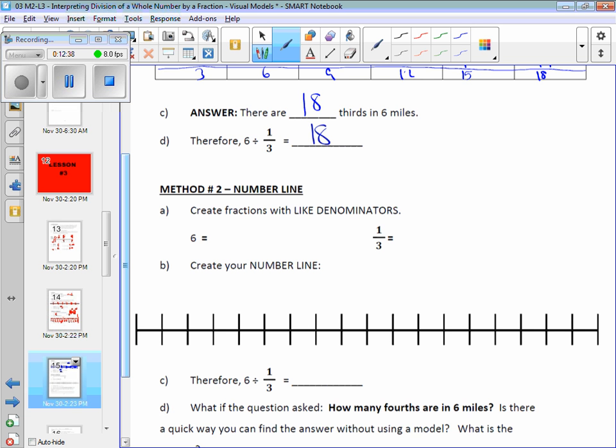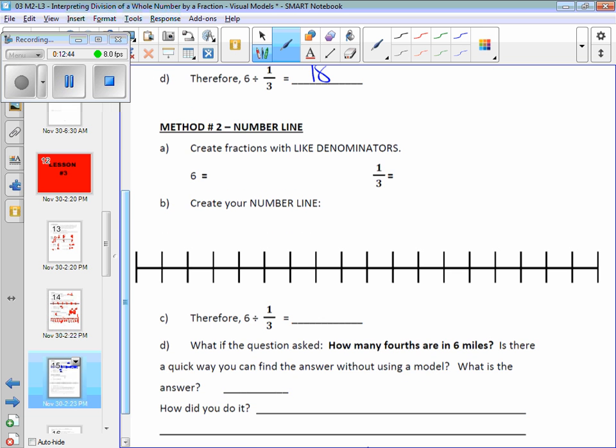You spoiler, you. But that's okay, because you're going to see it. You will see it. All right, so I'm going to model it again on the number line. Let's just do it. I know. Oh, I want you to see it. I want you to see it all 3 ways.